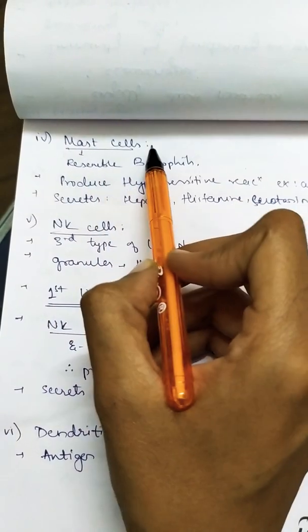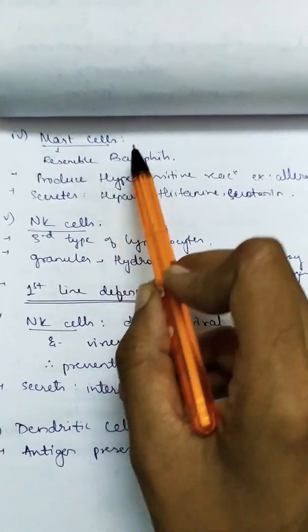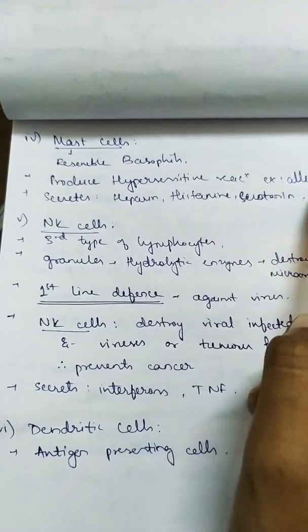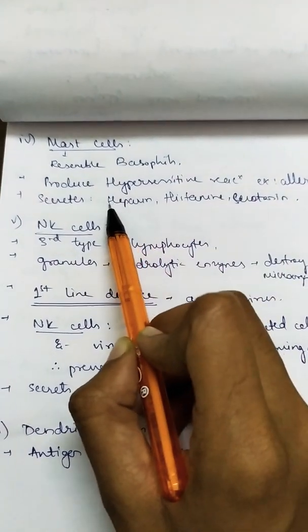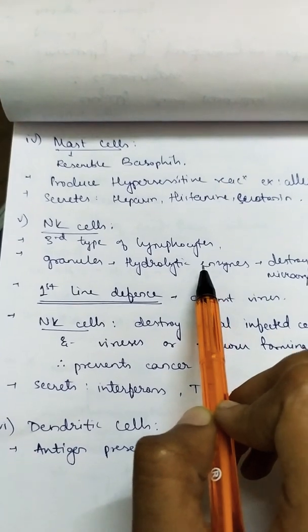Next, mast cells. These resemble basophils. They are involved in hypersensitive reaction, example allergy. So if it's allergy, we know it should secrete heparin, histamine and serotonin.